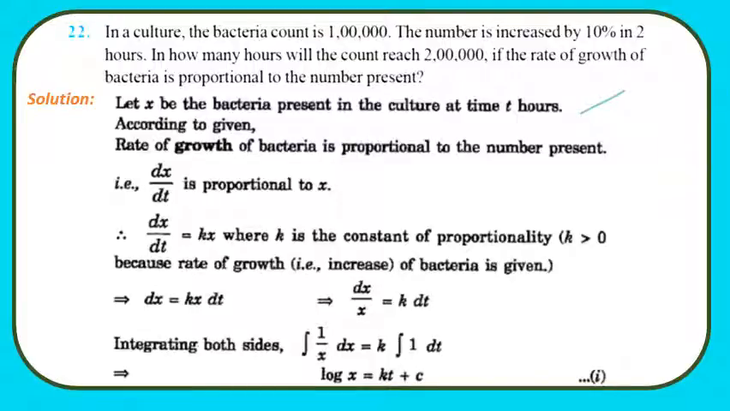According to the given, the rate of growth is proportional to the number of bacteria present. It means that dx upon dt is proportional to x. Now dx upon dt equals kx. Separating the variables, we get dx upon x equals k into dt, and integrating both sides, we have integral 1 upon x dx equals k integral dt. So we get log x equals kt plus c.